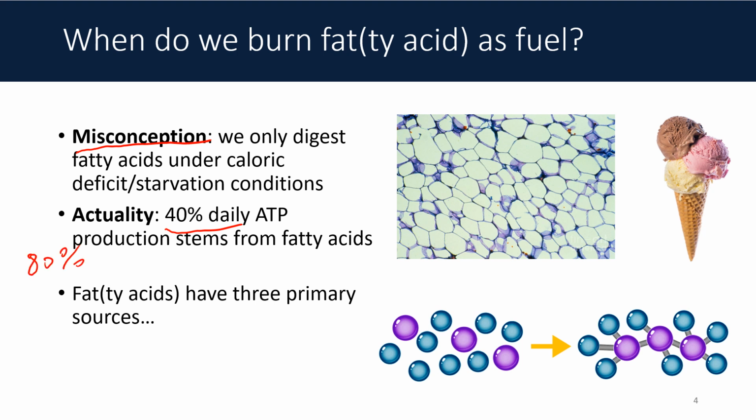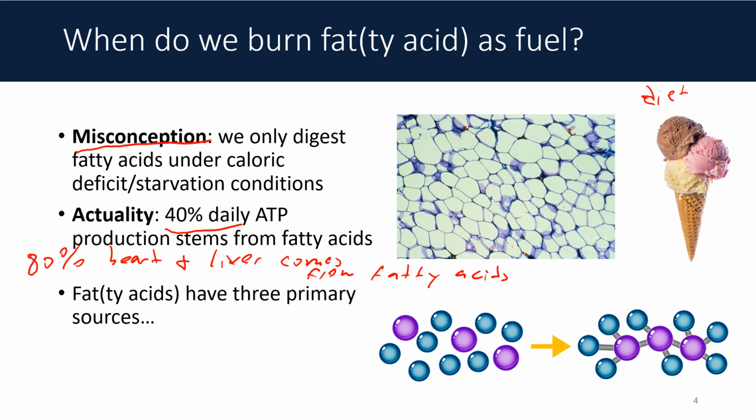80% of the energy that fuels mammalian heart and liver tissue comes from lipid sources. Fats are crucial to our well-being. So where do we get them? The three major sources are, of course, going to be our diet.